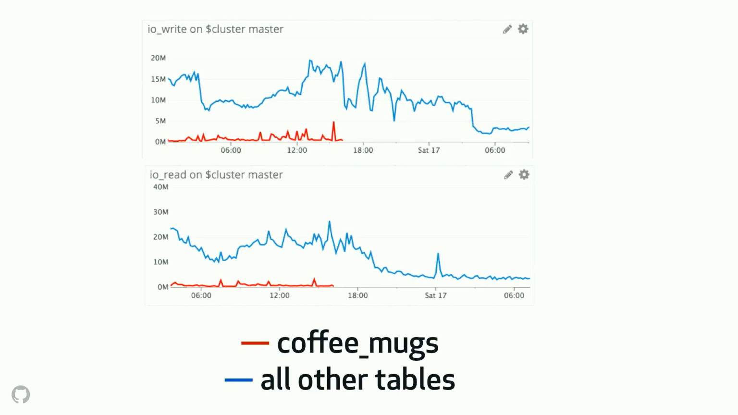But we did love the effects that this had, right? So immediately after we dropped this table from MySQL 1, we could see that the IO read and the IO write, it just looked great to us. And we wanted to keep moving tables. So we decided to iterate, right? Like, how can we improve this process but still use it?